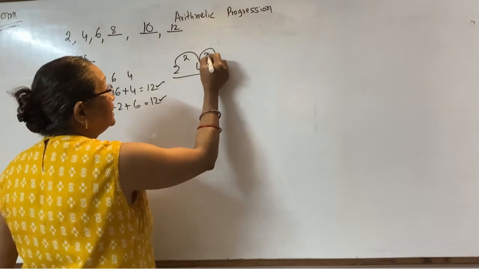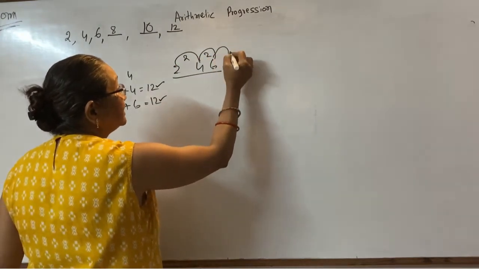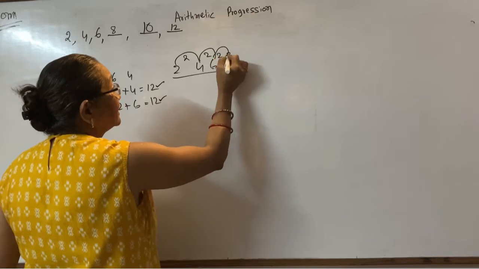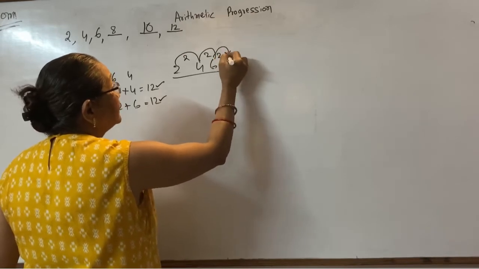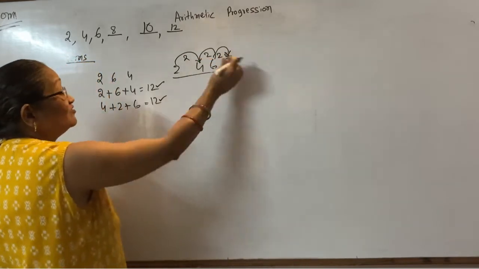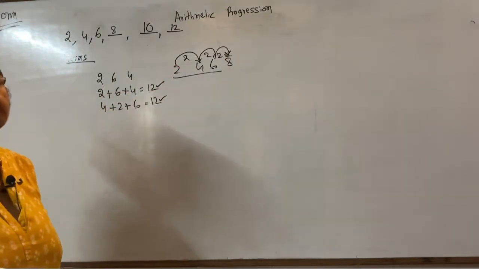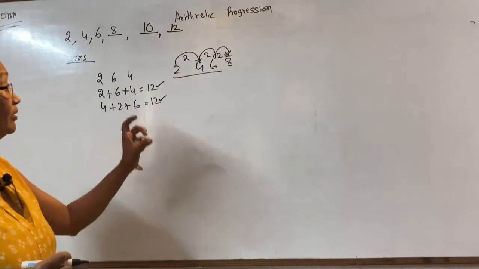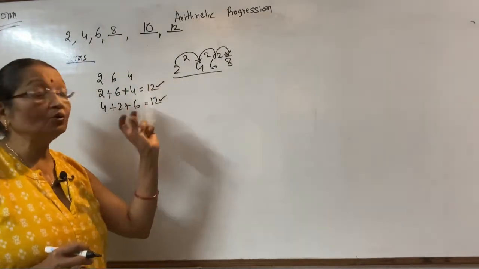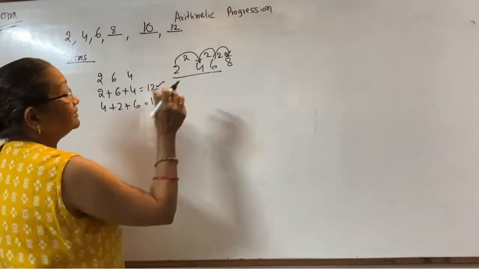From here to here you are getting 2. From here to here, getting your 2. So you are getting 2. So that's why it is known as what? This is arithmetic progression. So this difference, what do you say? Common difference. The common difference means the difference between any two terms.